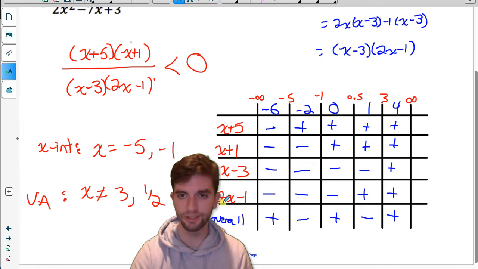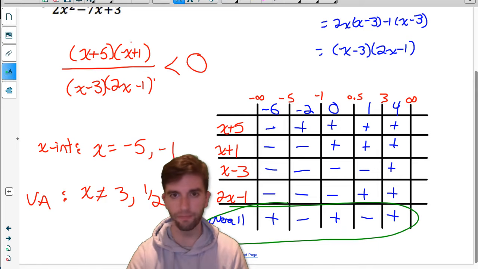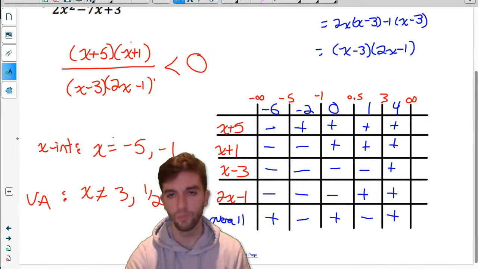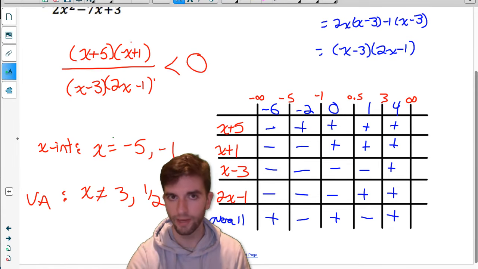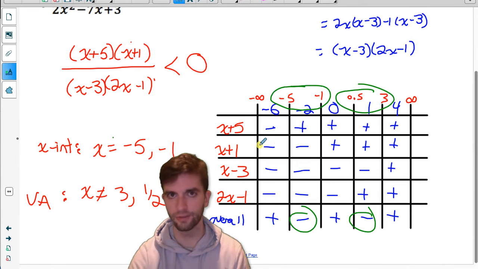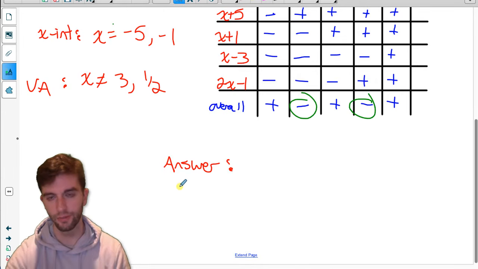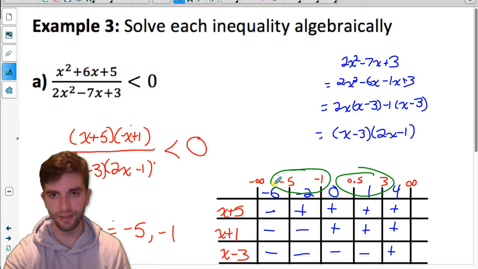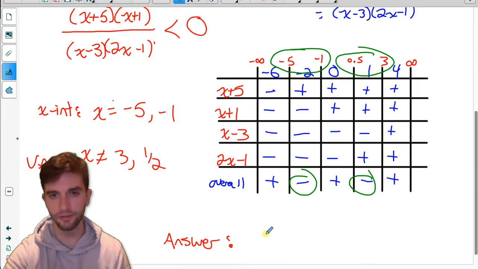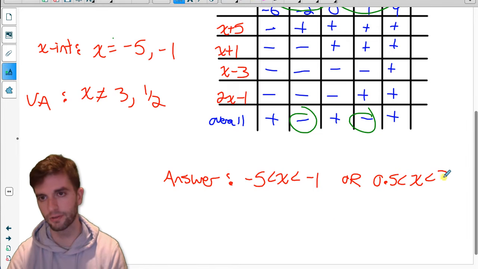Okay, now that the table is complete, all we're going to be looking at to answer the question is the bottom row. So the original question says, when is the function less than 0? We know the function will be less than 0 whenever the overall value of this is negative. So in this interval, and again in this interval. So we can answer the question now. So answer. The original inequality is true if we have an x value between negative 5 and negative 1, or if we have an x value between 0.5 and 3.